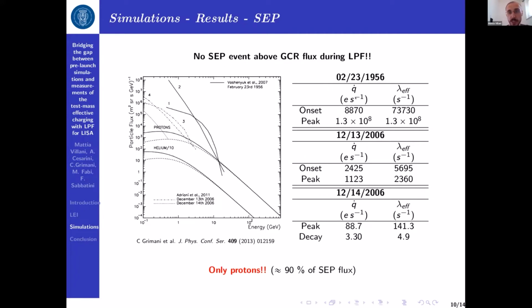Here on the right, we see our result for the simulations. We see that apart from the very weak event, which gives a charging comparable to that of galactic cosmic rays, the other 2 SEP events give a charging of the order of thousands, or 1,000 charges per second, and the peak of the large event gives a charging of 130 million charges per second.